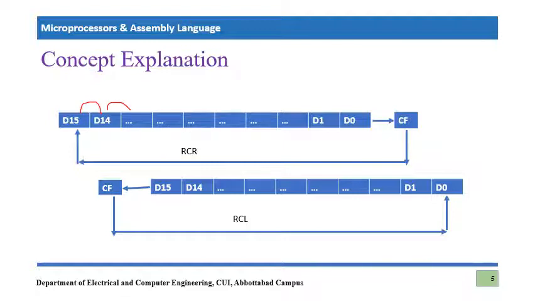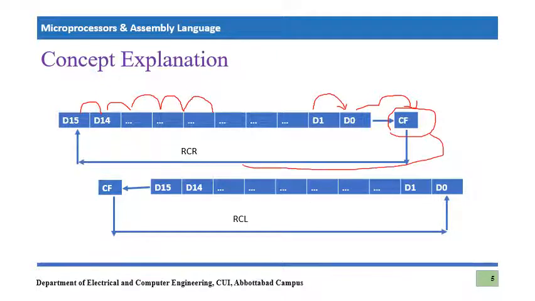D14 will be moving onwards and onwards, and what will happen? D1 will come up here, and this D0, which is coming outside the register, will go to the carry flag. And remember, in this carry flag there will be a certain value prior to this operation, so that will loop back and come here at this position, which is D15. So that is the concept of rotate right through carry. I hope this is clear.